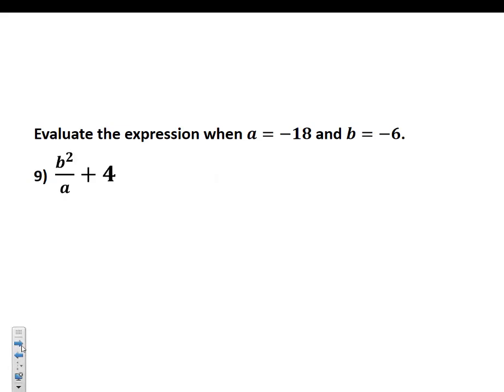Number 9, evaluating this expression. Again, the same values for a and b. And in number 9, we have b squared divided by a plus 4. So let's plug in the numbers. The first thing I'm going to do is I'm going to go b squared.